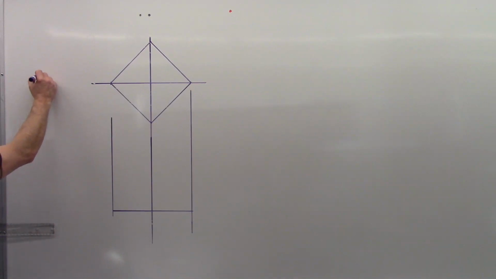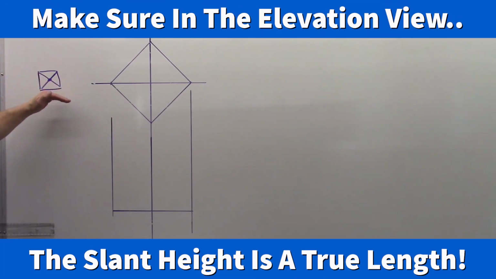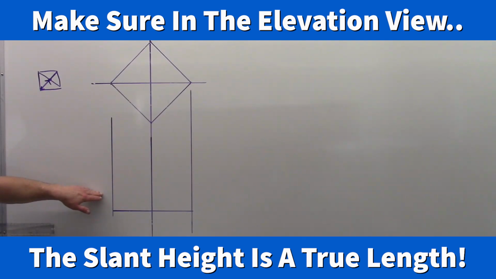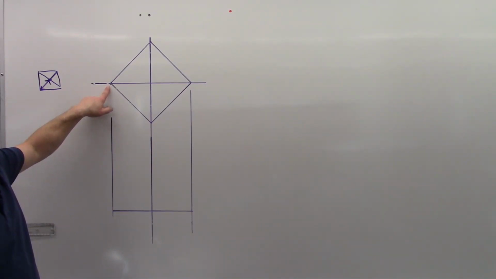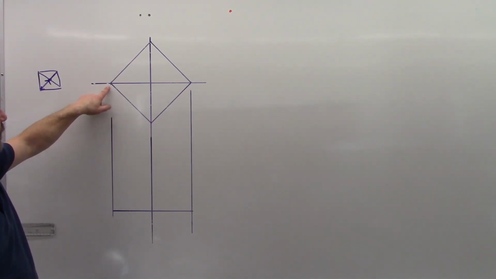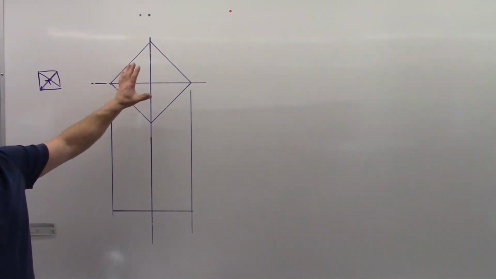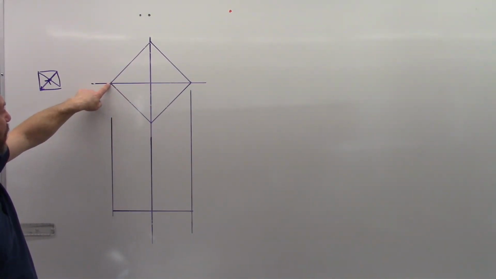Now, imagine if I drew my pyramid like that, where the square is like this and it's on the diagonal. The slant height, which is the distance in here, is not shown then in the elevation view. We have to spin it. Remember, the outside edge is the one that's going to be true length in the elevation view. So we need to make sure one of the points hits the x-axis. We need to rotate that around until this point is here.